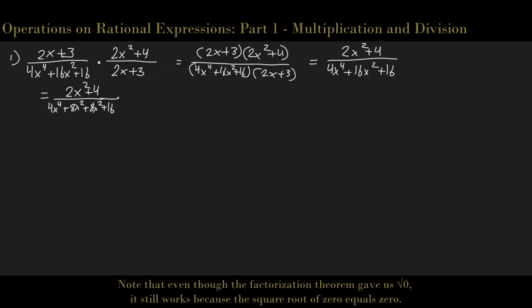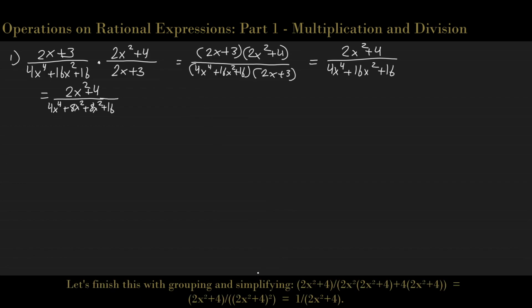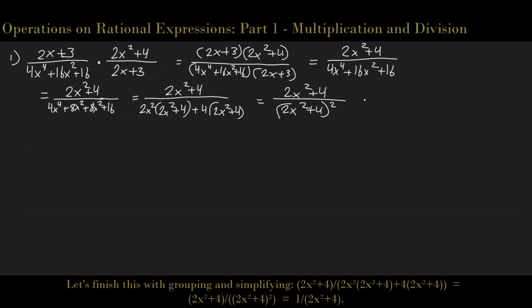Note that even though the factorization theorem gave us the square root of 0, it still works because the square root of 0 equals 0. Let's finish this with grouping and simplify. 2x squared plus 4 divided by 2x squared times 2x squared plus 4 plus 4 times 2x squared plus 4. This equals 2x squared plus 4 divided by 2x squared plus 4 squared, which equals 1 divided by 2x squared plus 4.